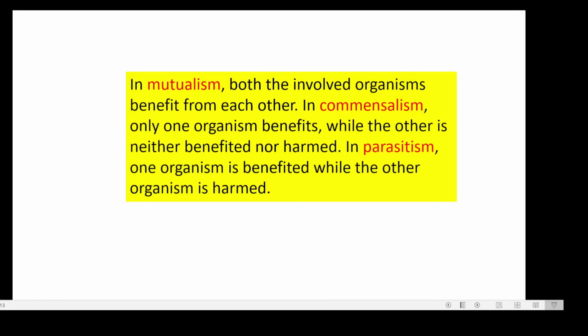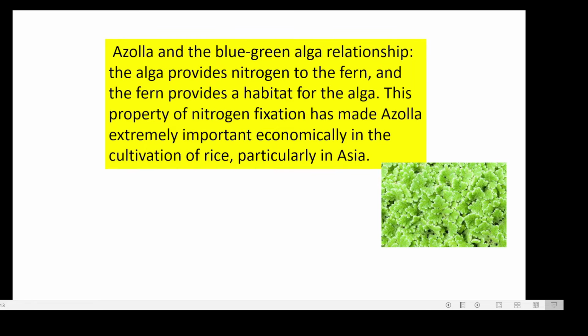Now let us see what is mutualism. In mutualism, both the involved organisms benefit from each other. On the other hand, in commensalism, only one organism gets benefited while the other is neither benefited nor harmed. And finally, in parasitism, one organism is benefited while the other organism is harmed.